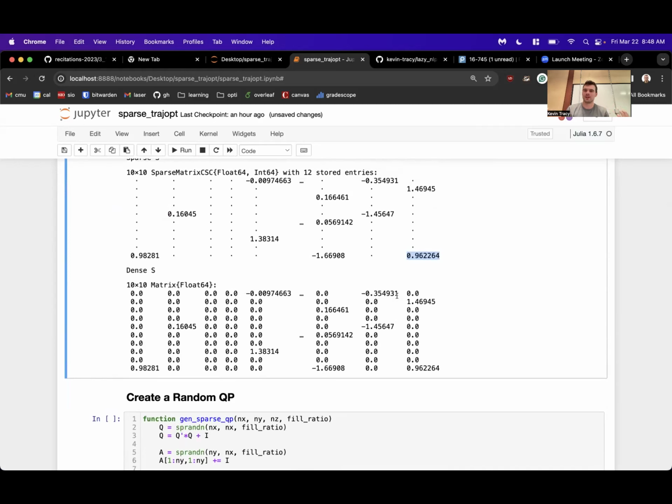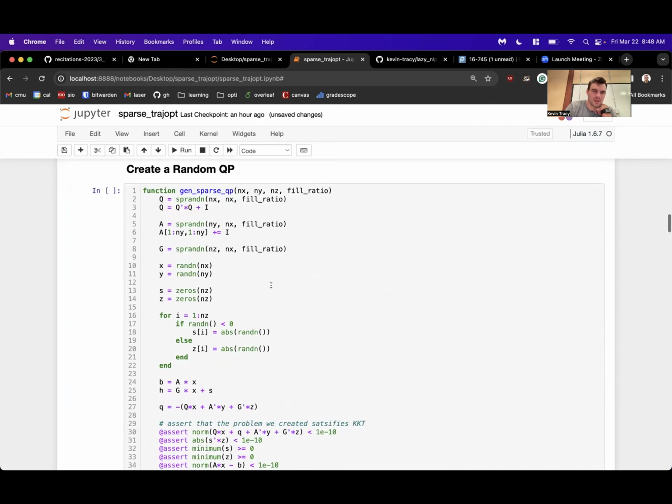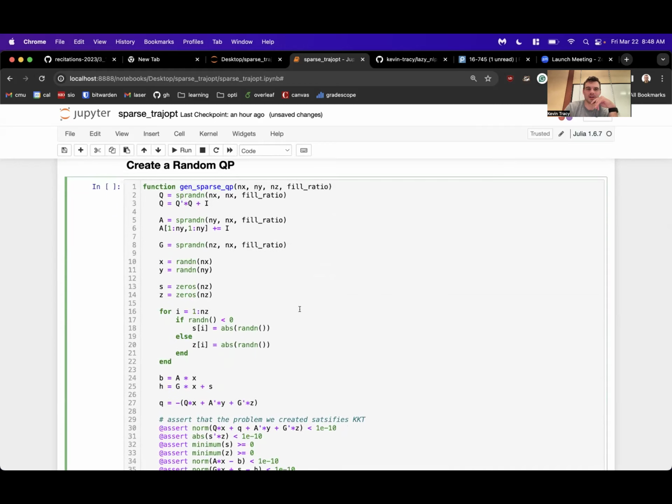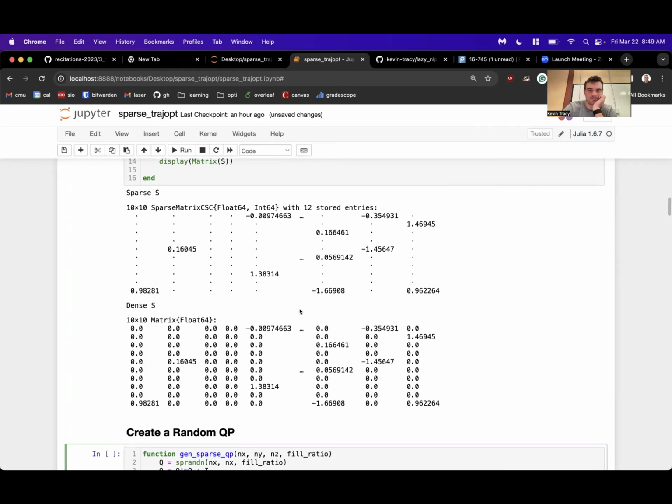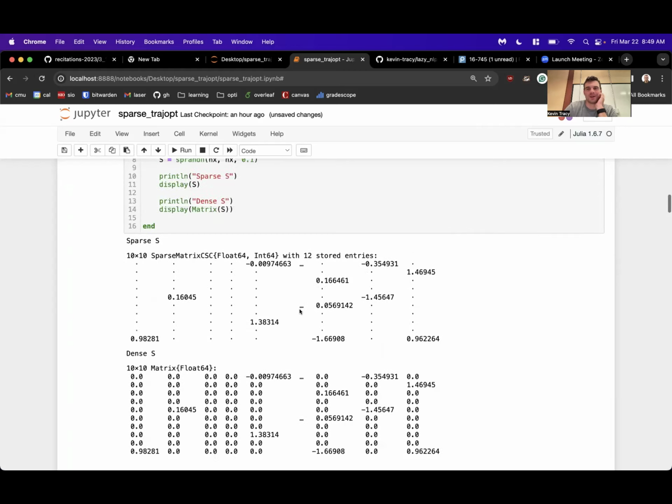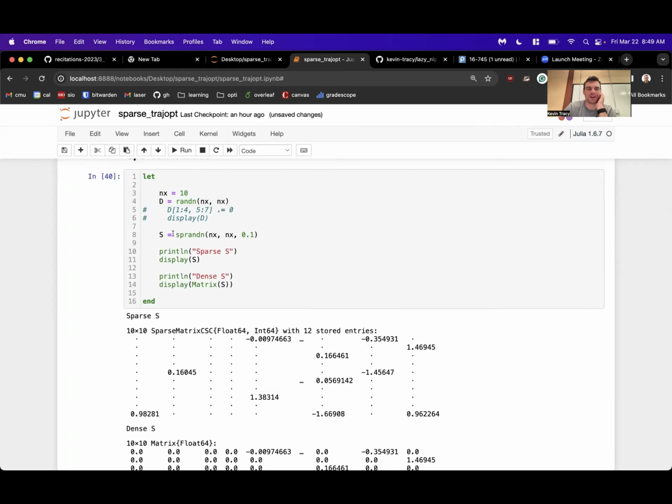Now I'm going to go through the interface on how we actually use these solvers and what you would build on top of. Does it randomly place those values? In this case, because I am just randomly creating it, it does randomly create them. Okay. This last entry is a fill ratio.